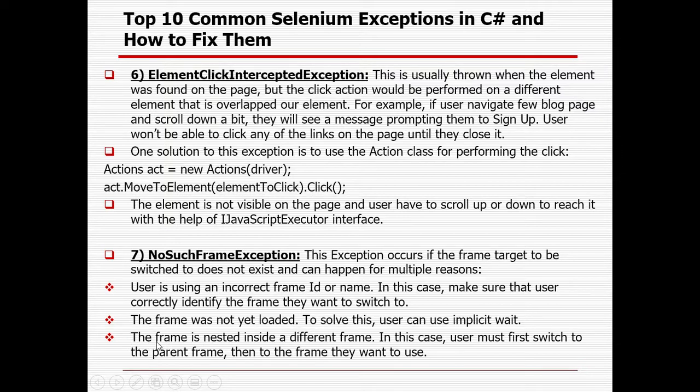And another reason is that the frame is nested inside a different frame. In that case, the user must switch to the parent frame first. After you switch to the parent frame, then you can switch to the child frame. Just like the inner table or nested table I previously covered, right? In case there is an inner table or nested table available, first you need to navigate to the table and that cell with the help of table, table body, table row, and table column. After you go to the cell where the nested table is, then you can interact with the nested cell, right? So table again, table body, table row, and table column. That's the way you can interact.